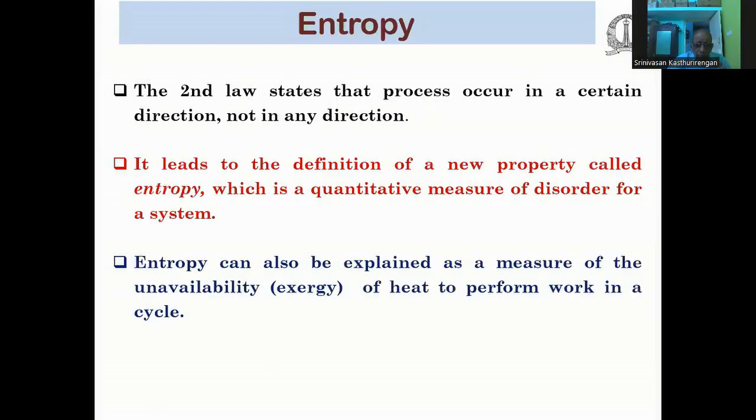Now, let me briefly discuss entropy. The second law states that processes occur in a certain direction, not in any direction. It leads to the definition of a property called entropy, which we already discussed earlier. It is a quantitative measure of the disorder of the system. The definition of entropy keeps changing with time, and newer versions of the concept are coming up. Entropy can also be explained as a measure of the unavailability of heat to perform work in a cycle. That is, they call it exergy.